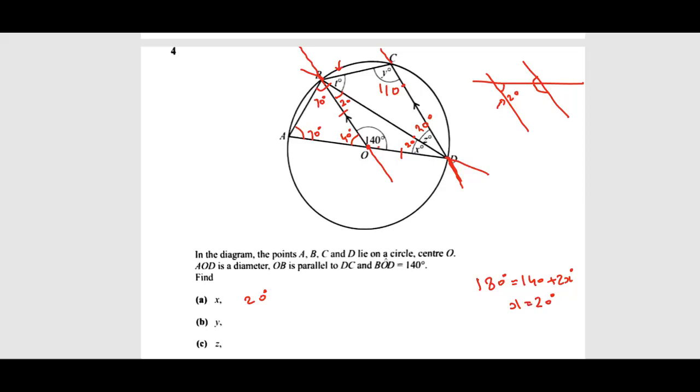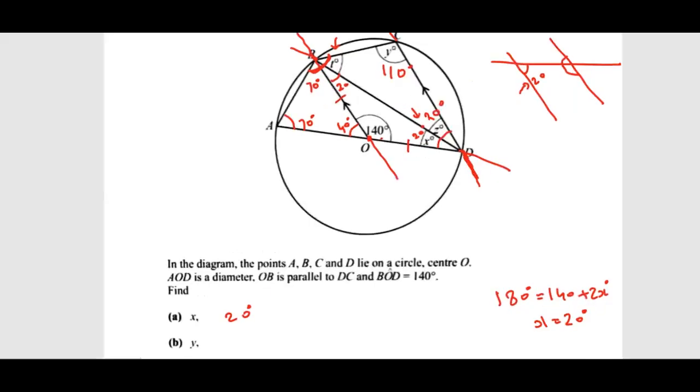Yes, again the same concept. Opposite angles in a cyclic quadrilateral give you 180. This angle is opposite to this angle, right? So if this is 40, 20 plus 20, this whole is going to be 140. So 140 minus 70 minus 20 will give you 50. So 50 is the answer, right?